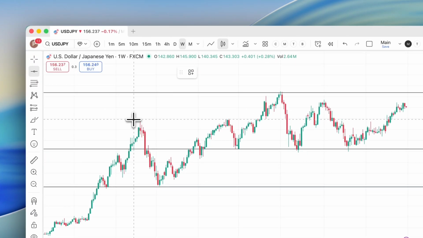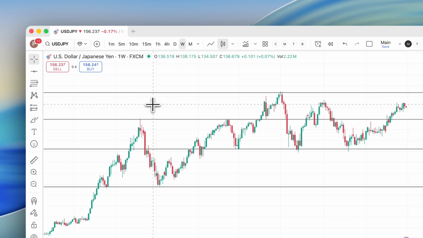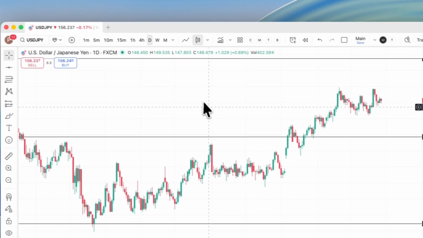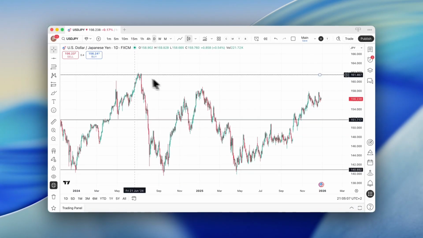Just see them as levels, and you see prices here interact with that area. And let's draw a few of those on the weekly time frame. Now let's go to daily.